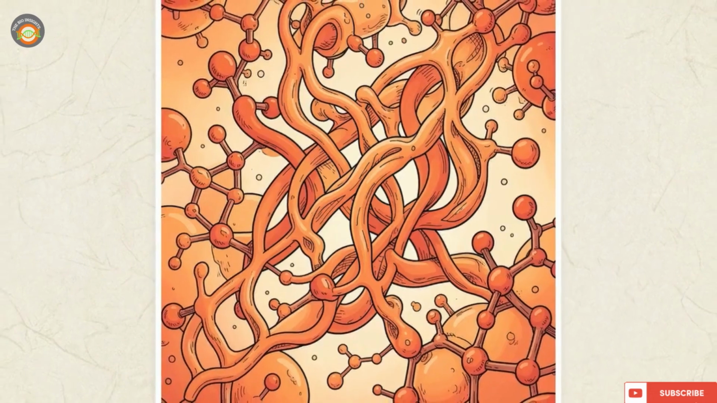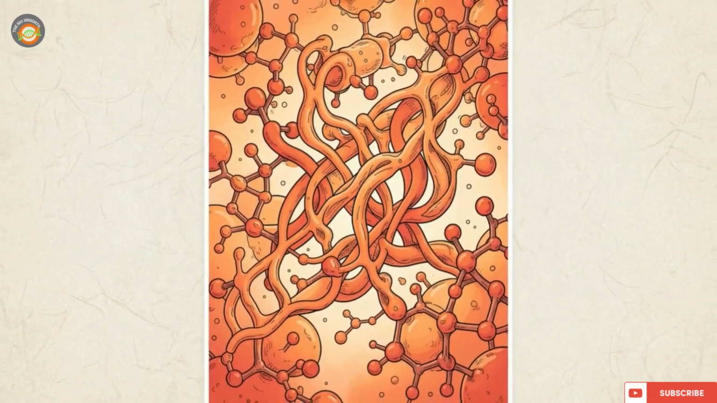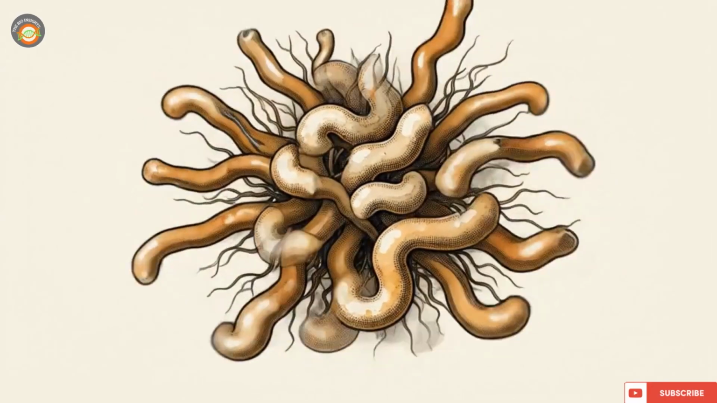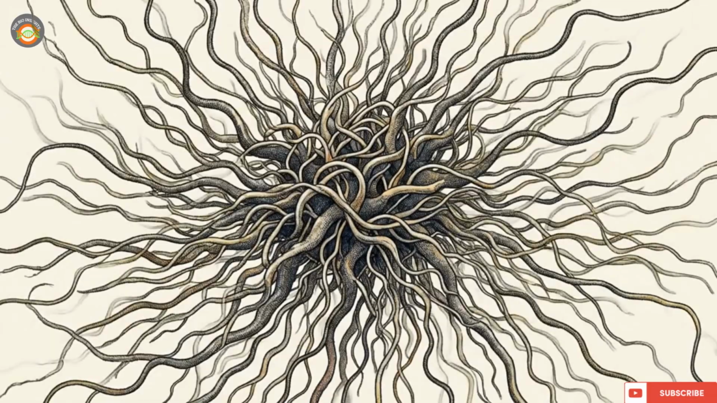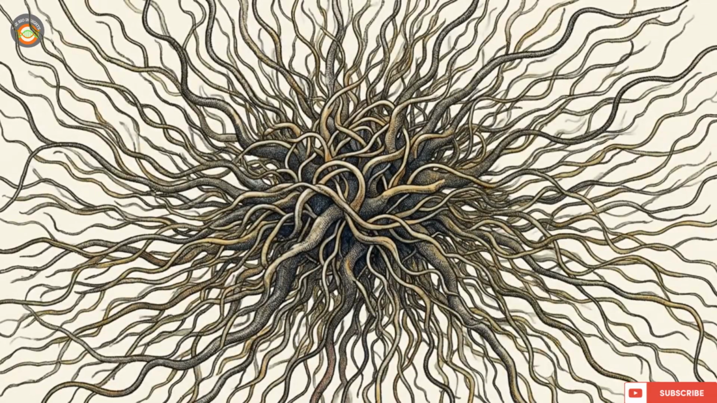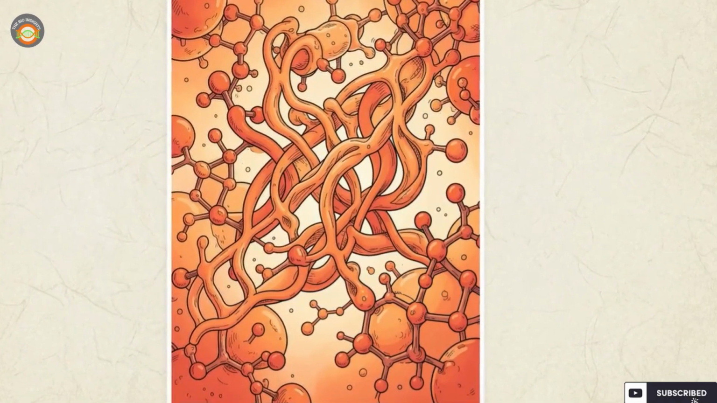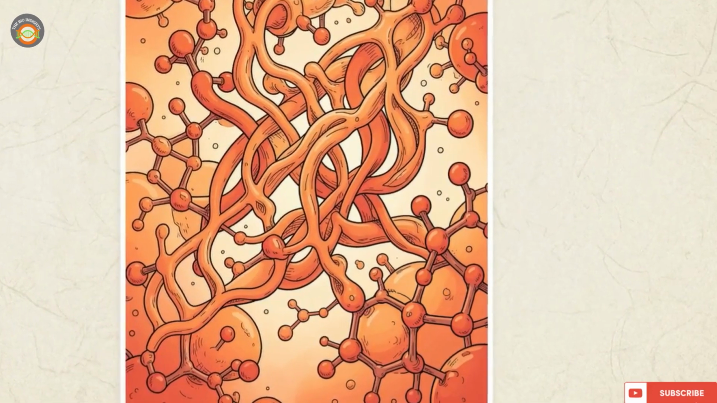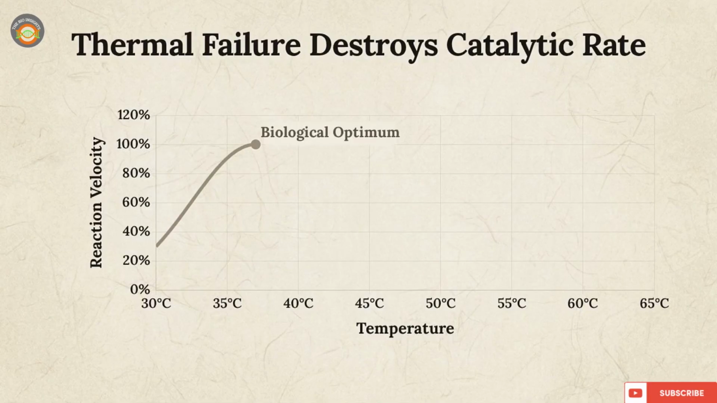Pushing the environment past this optimum triggers a catastrophic event: thermal denaturation. The excessive kinetic energy begins vibrating the molecule so violently that the delicate internal bonds stabilizing the protein's specific three-dimensional shape tear apart. As the structure unravels, the precise geometry of the active site collapses. Without that exact shape to receive the substrate, the enzyme's catalytic capability is permanently destroyed. This structural failure dictates the precipitous downward crash on the right side of the temperature graph.